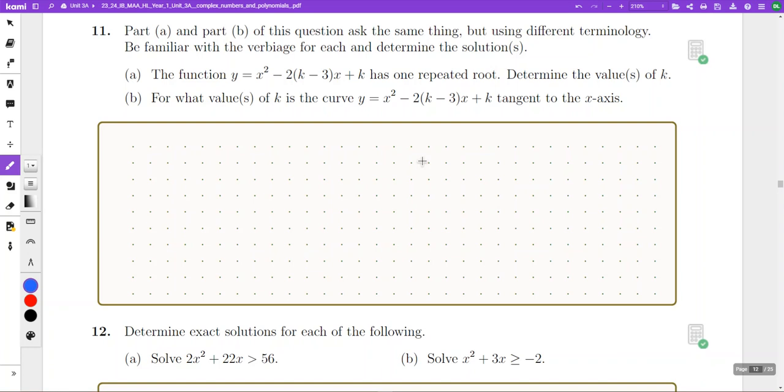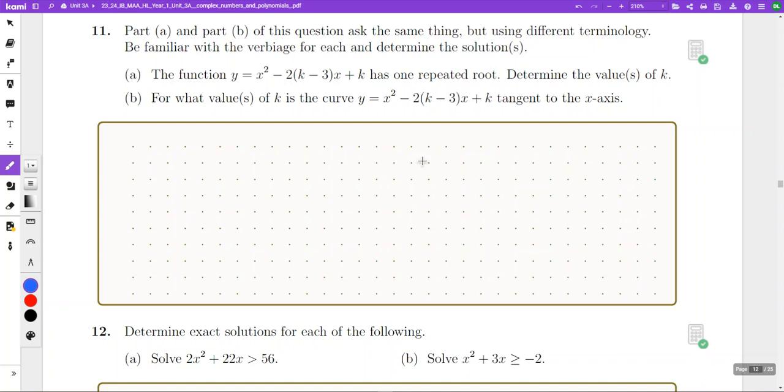Okay. So for part A, they say, hey, here's a function. It happens to be quadratic. It has one repeated root. Determine the values of k. Part B asks the same thing, but in a different way. For what values of k is the curve y equals x squared minus 2 times (k minus 3)x plus k tangent to the x-axis, right? And that's hard to say, so we usually just say the function.